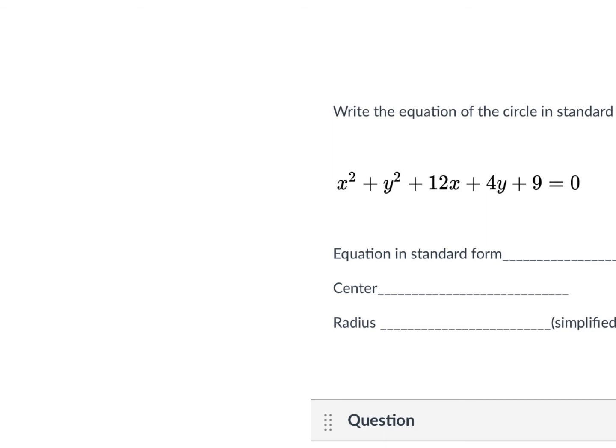Alright, so completing the square. Let's put our x's together. X squared plus 12x. And then put my y's together. So y squared plus 4y. And then that's going to be equal to, I'm going to move my 9 to the other side, so negative 9.